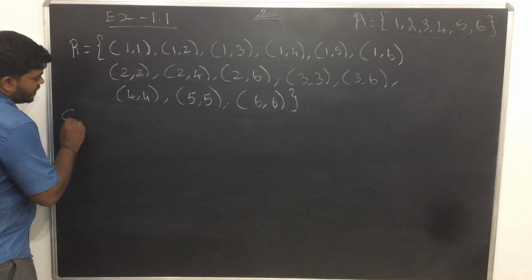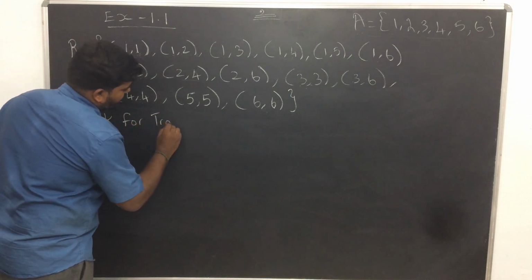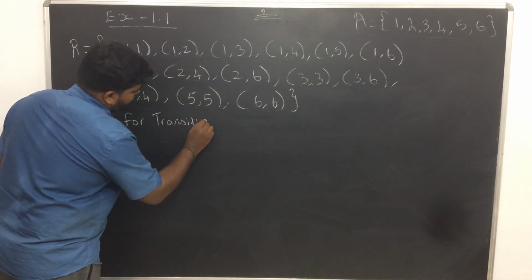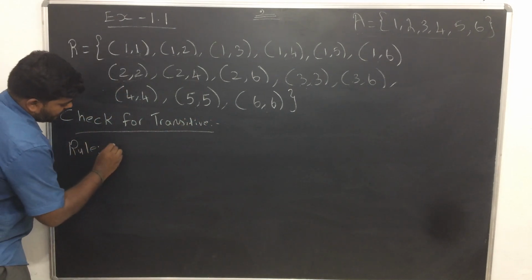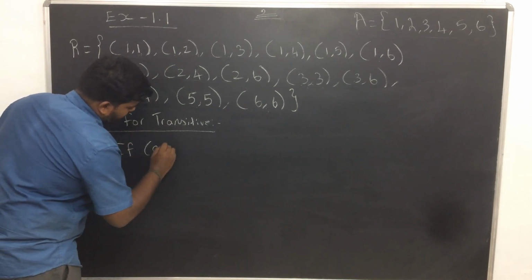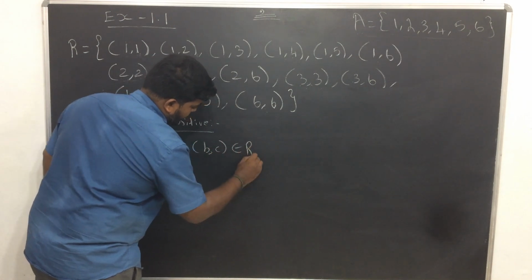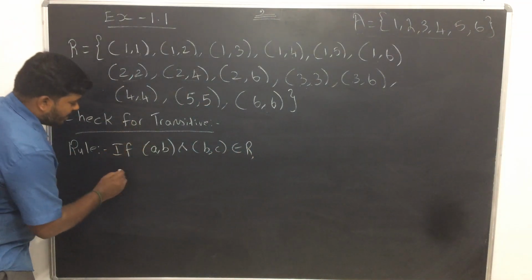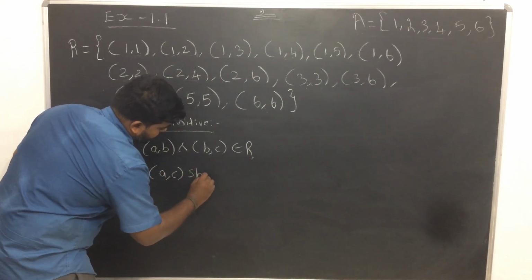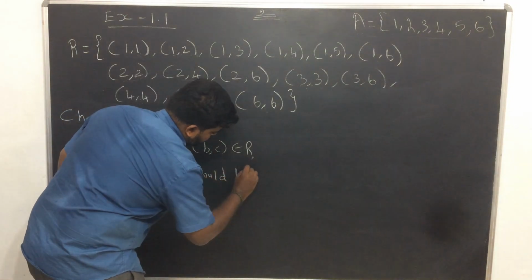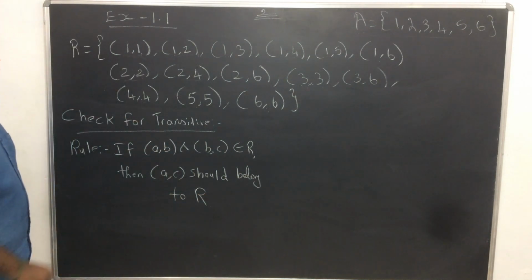Now let's check for transitive. We are done with reflexive and symmetric. Now we will check for transitive. What is the general rule for any relation to be transitive? The rule is such that if A comma B and B comma C belong to R, then A comma C should belong to R. This is the rule, right?